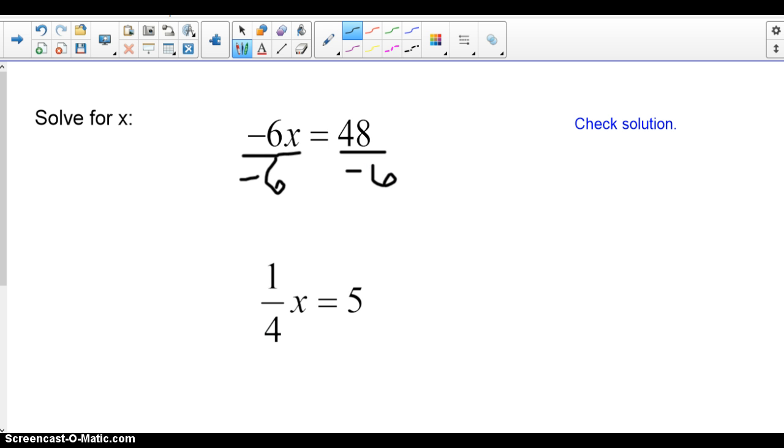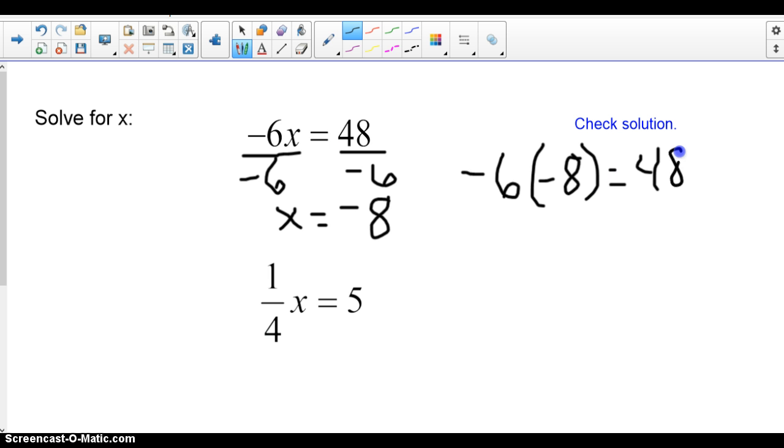A negative 6 divided by negative 6 is 1, and 1 times x leaves x by itself. And 48 divided by negative 6 is negative 8. And when you put that back into your original problem to check your solution, is negative 6 times negative 8 equal to 48? And yes, it is, so that solution checks out.